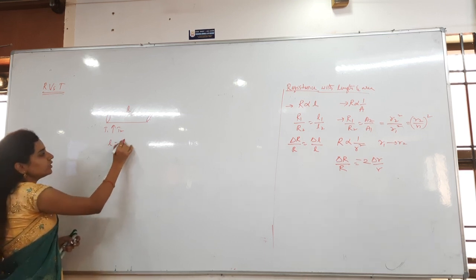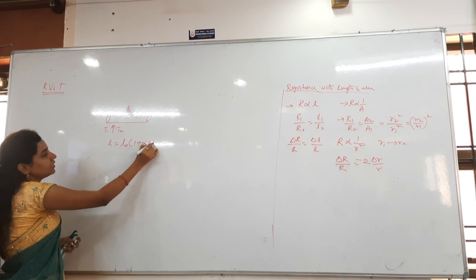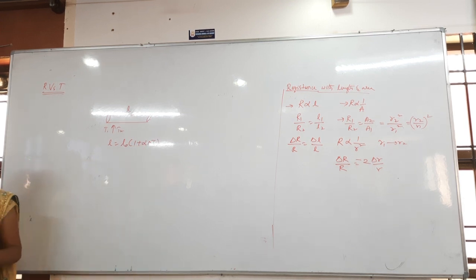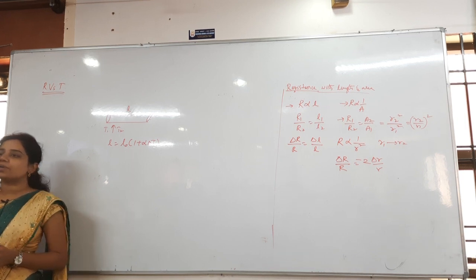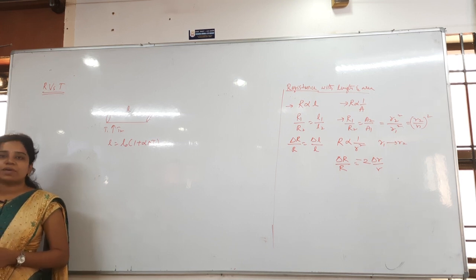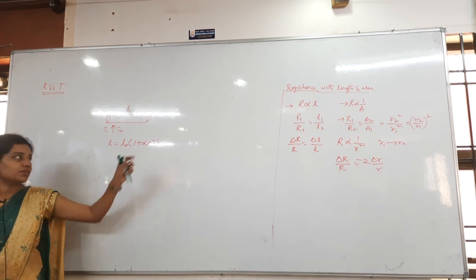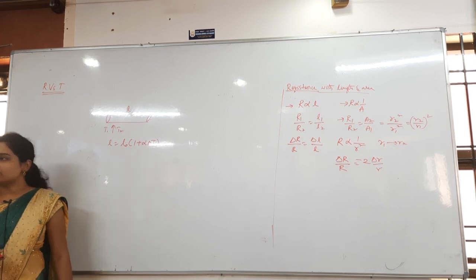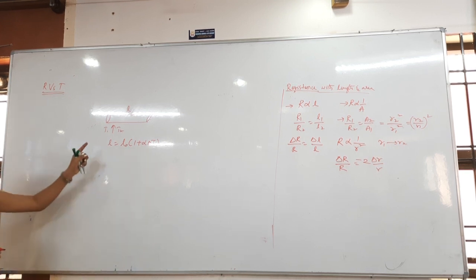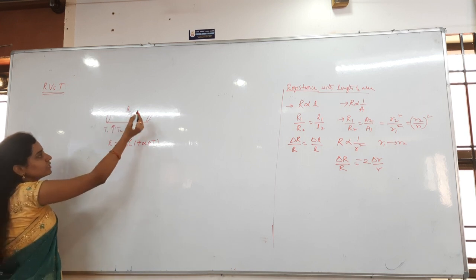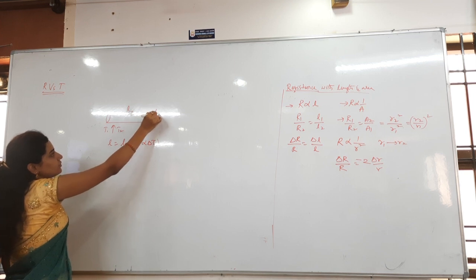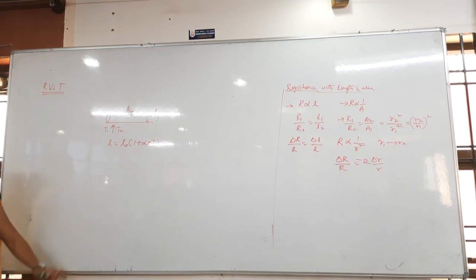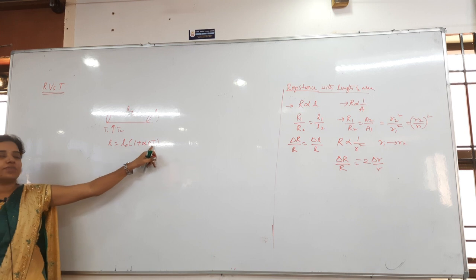L is equal to L0 into 1 plus alpha delta T. You already know, whenever you take volumetric expansion, V is equal to V0 into 1 plus gamma delta T. What is gamma there? Coefficient of cubical expansion or volumetric expansion. This one is the coefficient of linear expansion. In the same way here, the length of the wire is L0 and it is increasing finally to L. In the same way, L is equal to L0 into 1 plus alpha delta T.